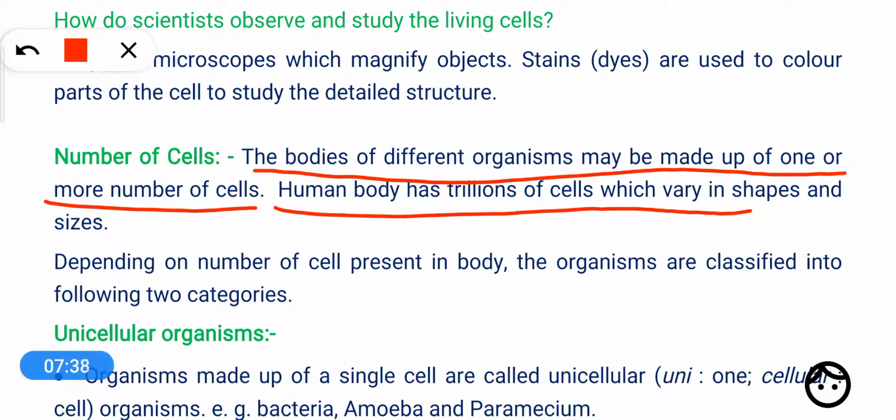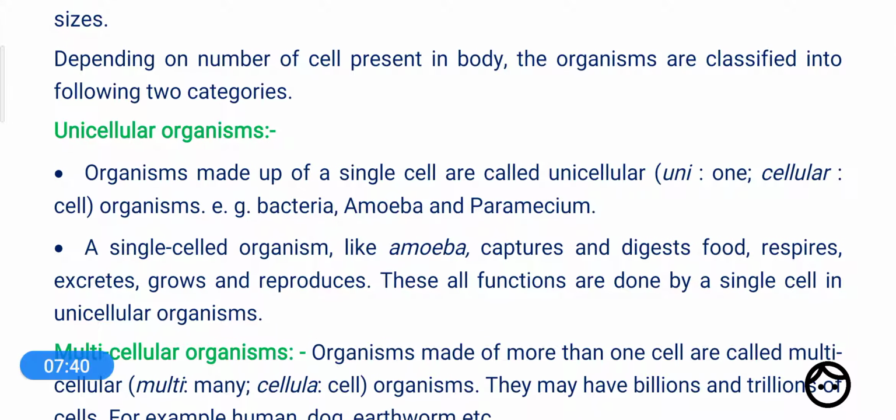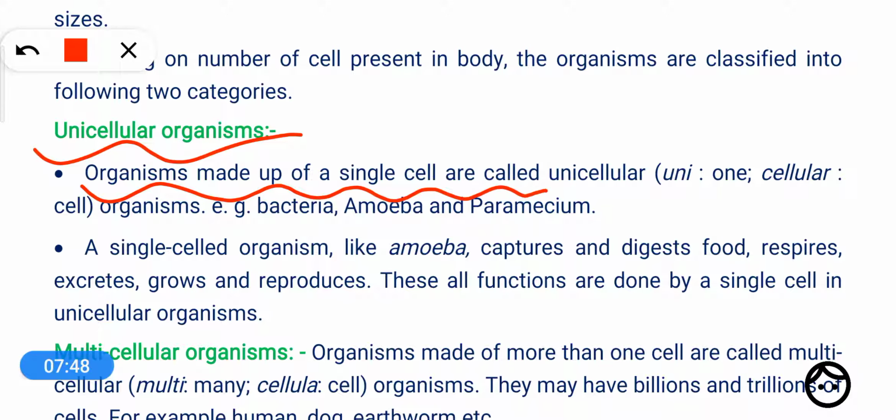Okay, so depending on the number of cells, there are two types of living organisms. One are those in which the body is made up of only one cell. They are called unicellular organisms. The organisms made up of only a single cell are called unicellular organisms. The examples are bacteria, amoeba, and paramecium. These diagrams are given in your NCERT textbook. Open your NCERT textbook and look at the diagrams.